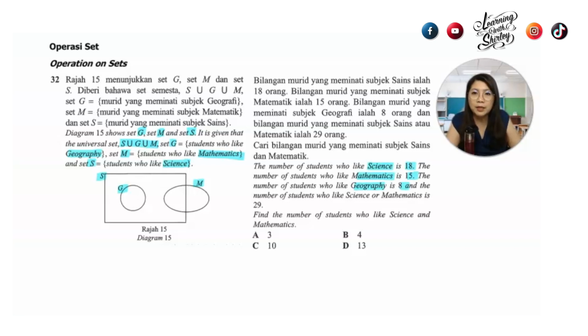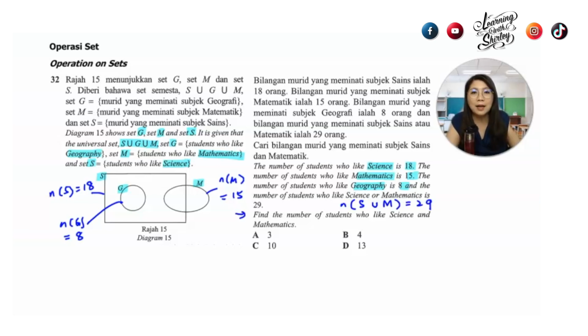Okay, so I'm going to label it here. So for science, n(S) is 18. Then geography, n(G) is equal to 8. Then for maths, n(M) is 15. Okay, so the number of students who like science or maths. So 'or' means union. So n(S union M) is 29. Okay, so we have all this information.